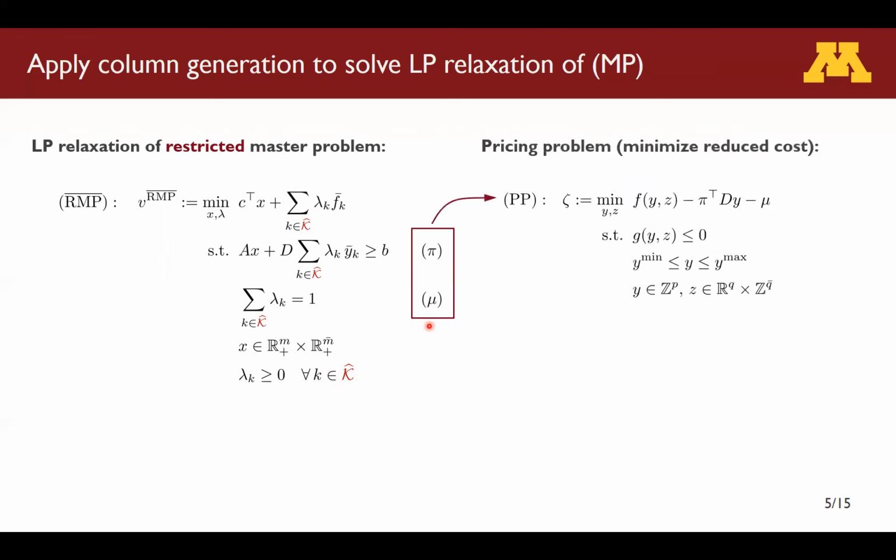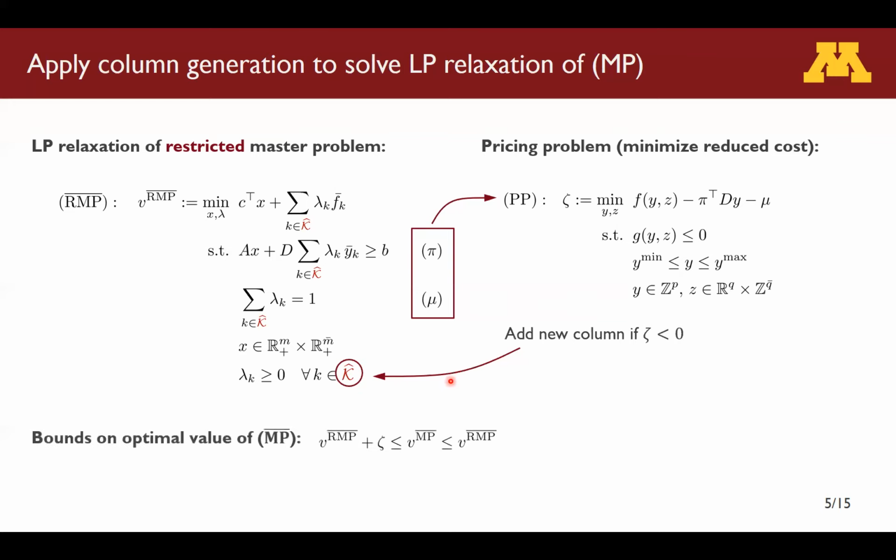And the way we generate new columns is by solving this pricing problem, which is essentially the subproblem, but with a modified objective function. Now we minimize the reduced cost zeta, which is formulated using dual information from the restricted master problem. So here the variables pi and mu are dual variables for the corresponding constraints. So we solve this problem. If we obtain a negative reduced cost, then we add the corresponding solution as a new column to the set.